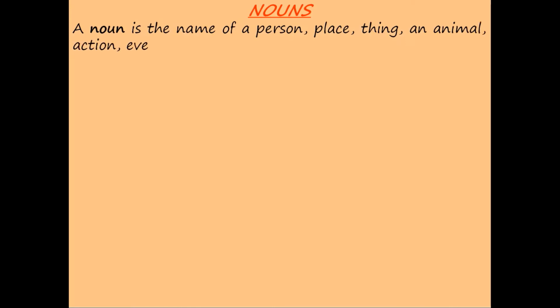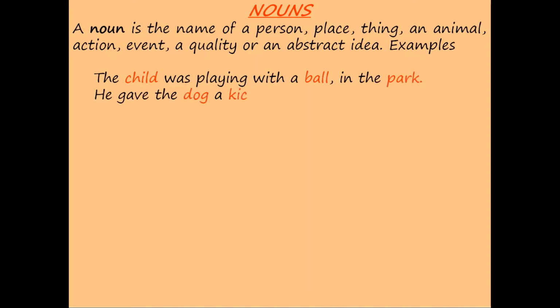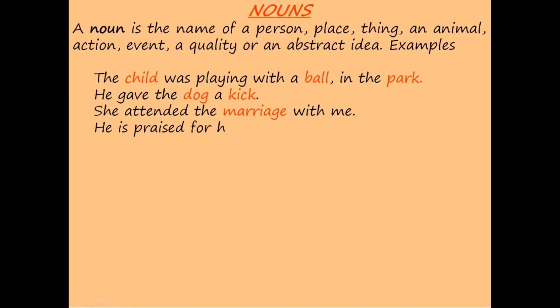Nouns. A noun is the name of a person, a place, a thing, an animal, an action, an event, a quality, or an abstract idea. Let us take examples. The child was playing with a ball in the park. Second one, he gave the dog a kick. Third, she attended the marriage with me. Next, he is praised for his honesty. He is full of horror.